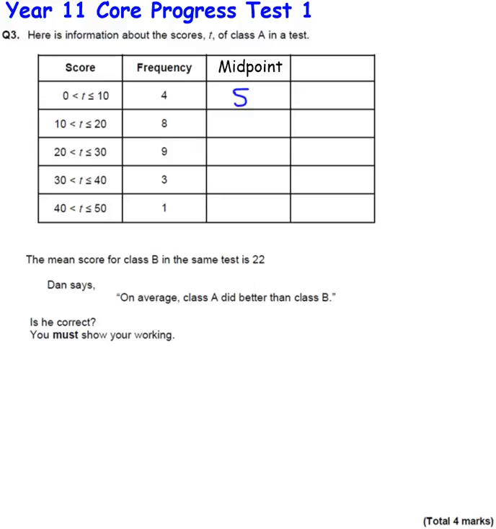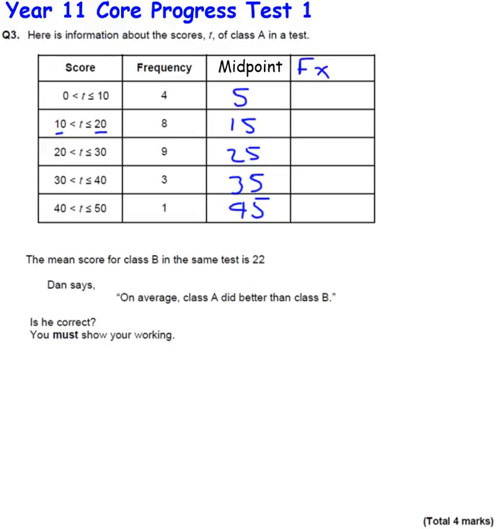So now we look at the next one, so 10 to 20. To find the midpoint, we add 10 and 20 up, and then divide by 2. So that's 30 divided by 2 is 15. Now we do the same for all the numbers. So this will give us the midpoints 25, 35, and 45.